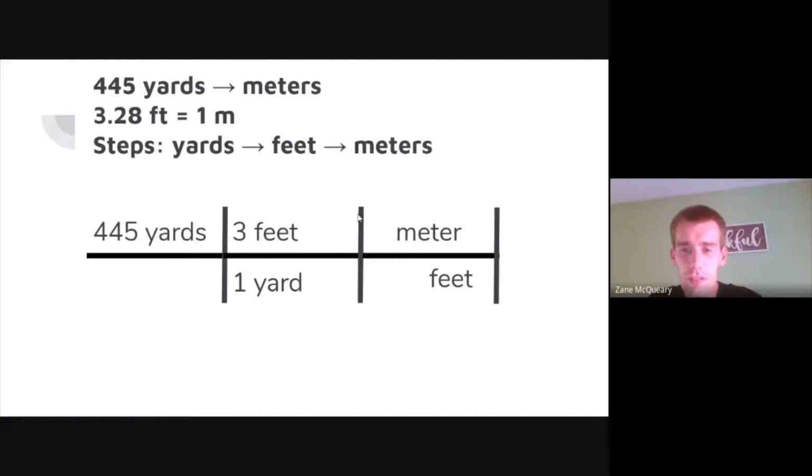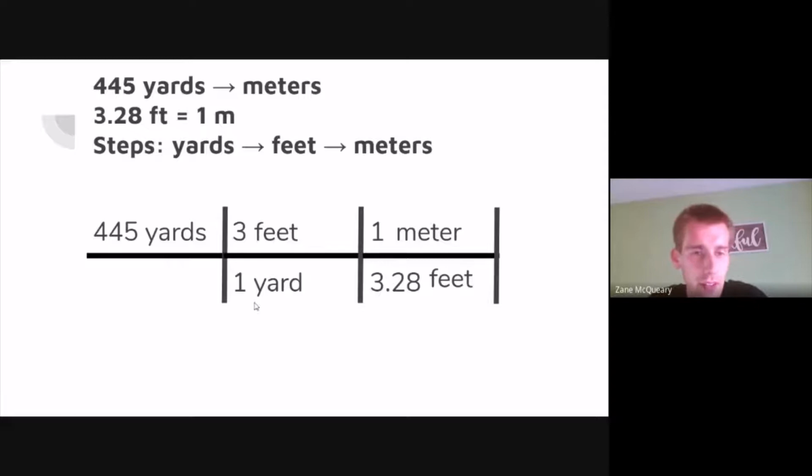And this is where our conversion factor comes in. We know that based on our given information that 3.28 feet is equal to 1 meter. So we're going to go ahead and fill that in. Okay, so we filled out our train track method. Now we're going to finish by double checking our work.